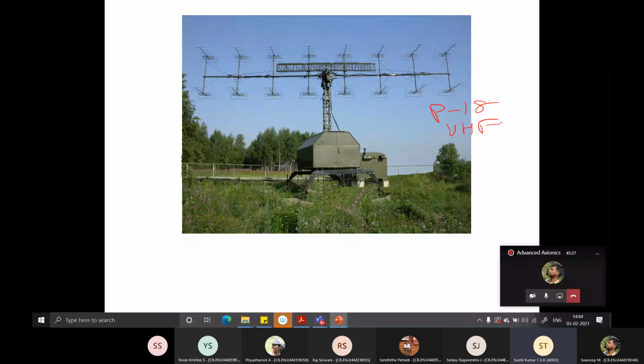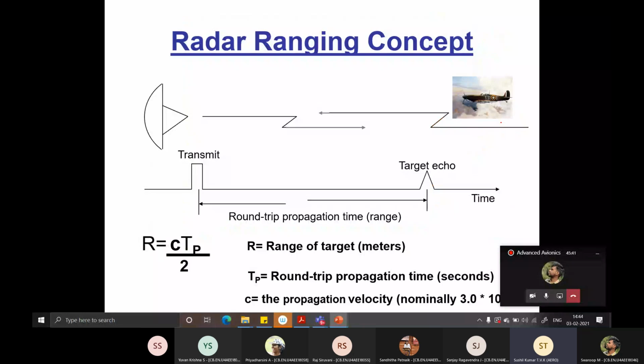So that's just a short introduction to radars today. Tomorrow we will start with the next class rather. We'll start with a little bit of theory on radars.